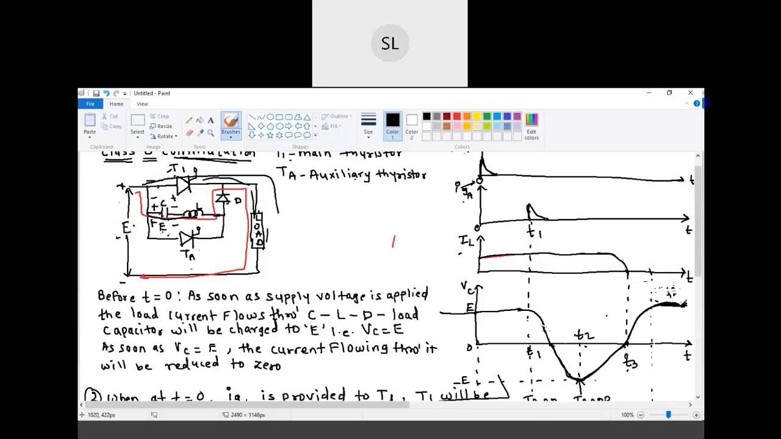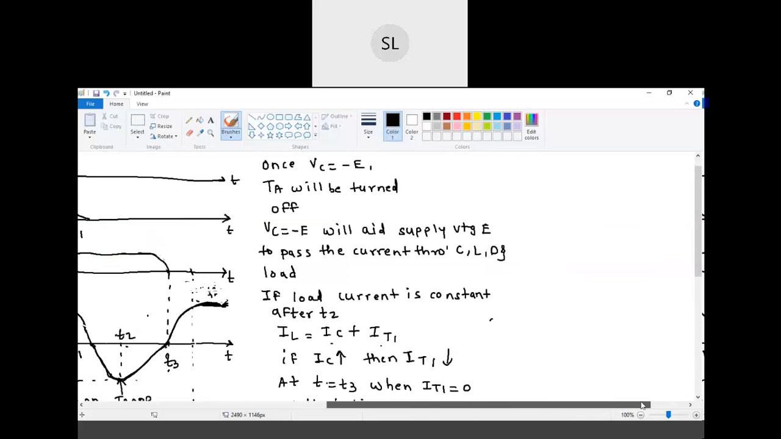Any doubt here, students? Okay, so if there are no doubts, we'll move on to the next commutation technique, that is called class C commutation, or also called complementary commutation.